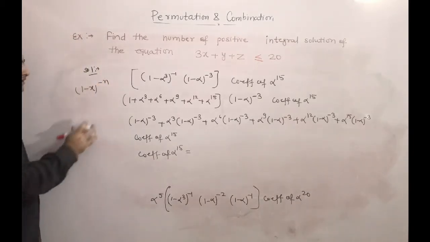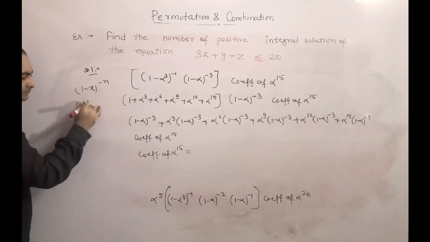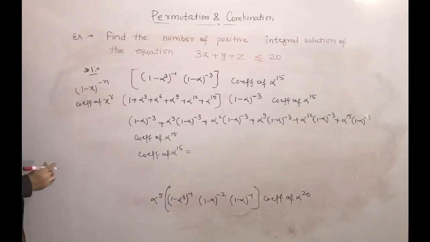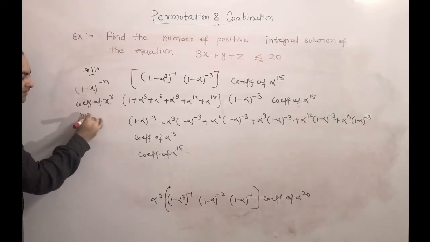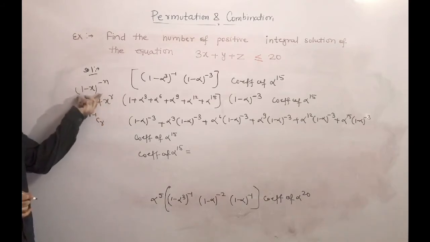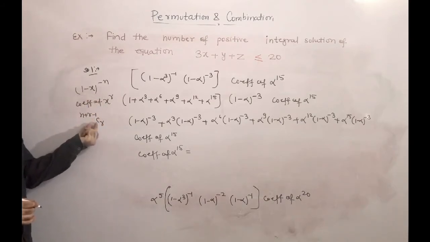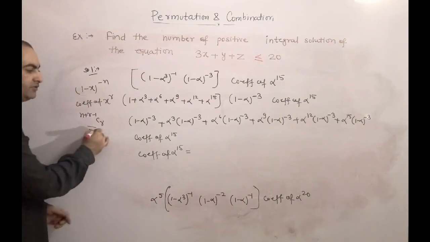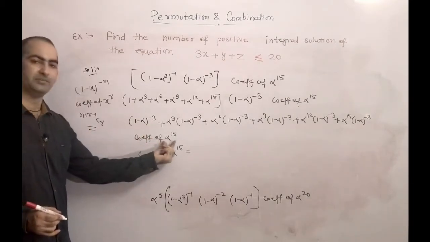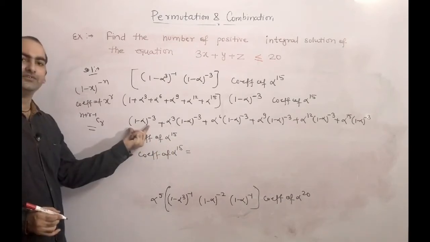Okay, if you want to find the coefficient of x power r, what formula do you use? n plus r minus 1 C r. So the coefficient of x power r in this equation is nothing but n plus r minus 1 C r. This formula we have to use in this equation. Here we want the coefficient of alpha power 15.